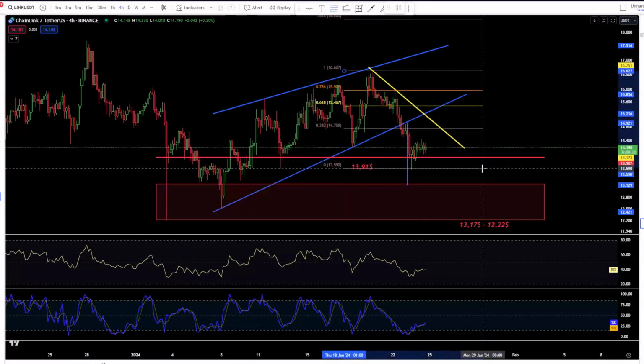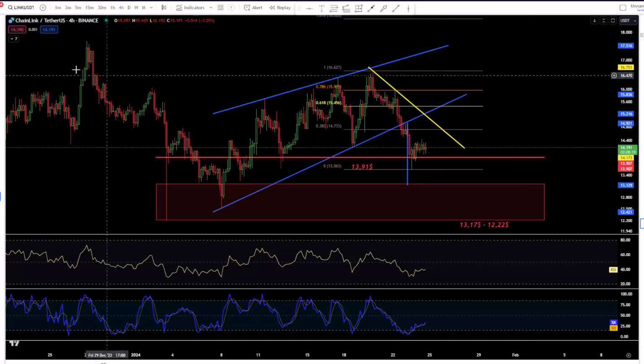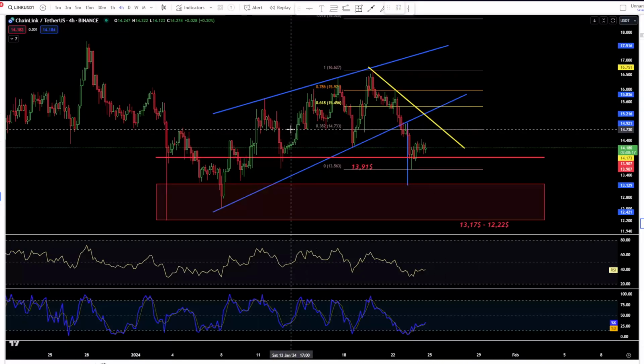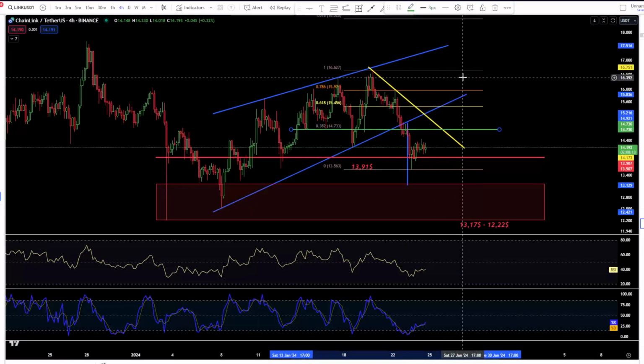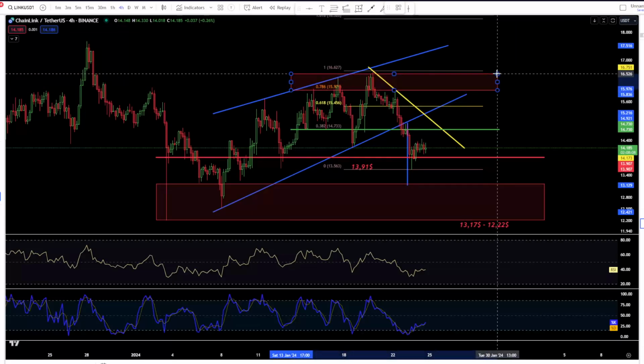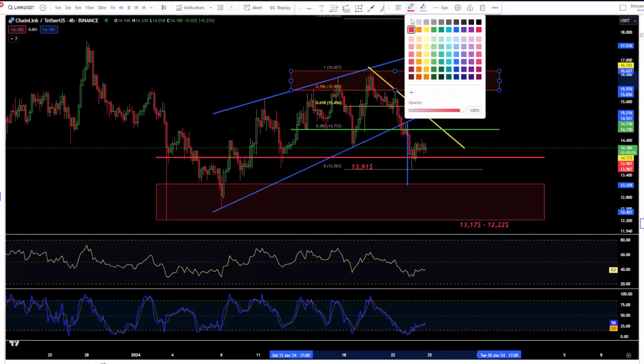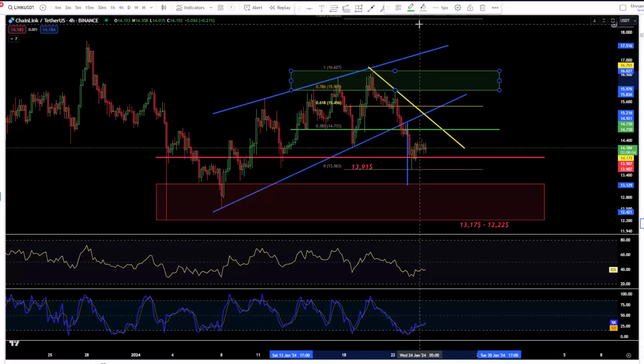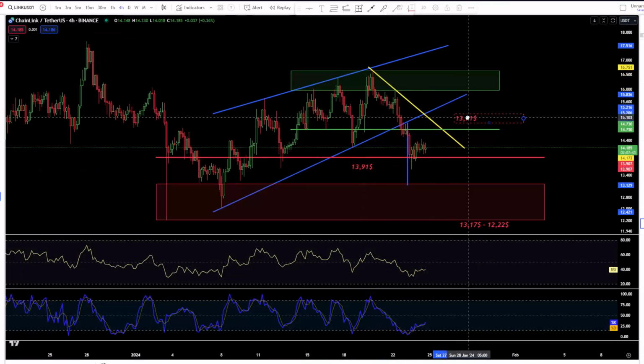Looking the other way, we can also determine the resistance areas. And here there is resistance at $14.73. And when the price breaks out, it will have to face a strong resistance zone from $15.98 to $16.63 before moving towards the new ETH.